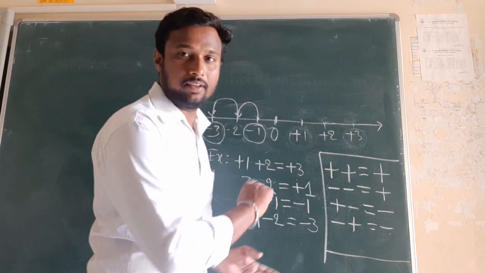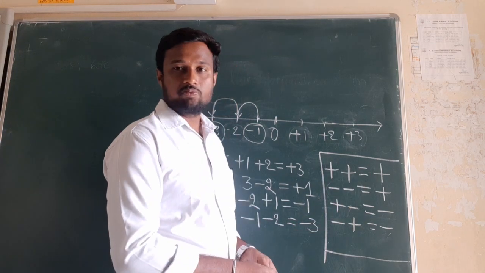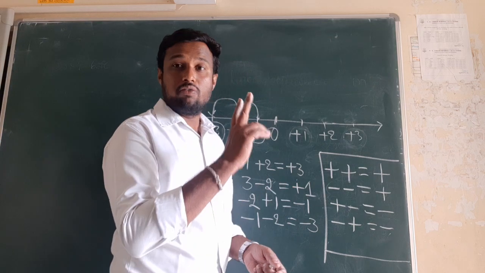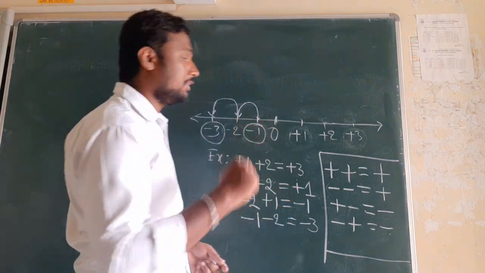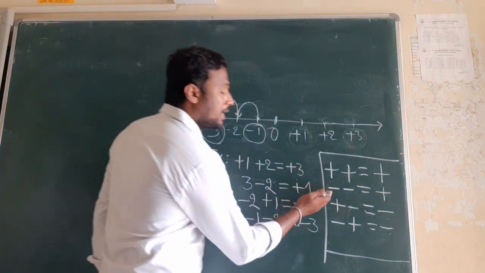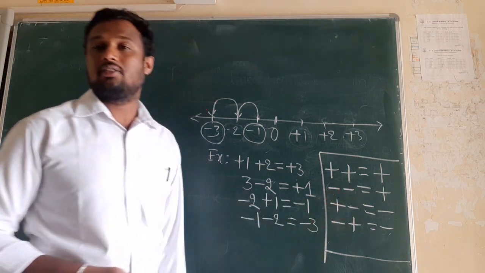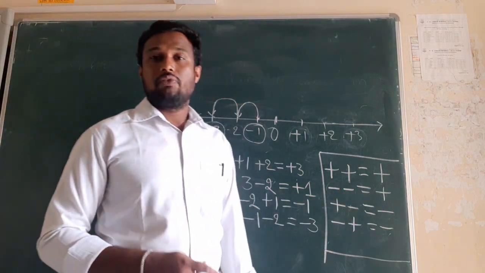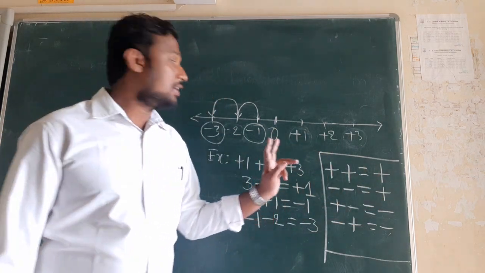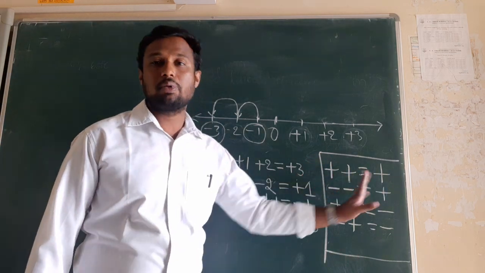How to remember this? Very easily. You can observe here: plus into plus means these two signs are the same. There is no difference, the first one is plus and the second one is also plus. When you get two same signs, what will you get? Plus only. Minus into minus, two same signs, what do you get here? Plus only. When you have two same signs, the answer is plus only.